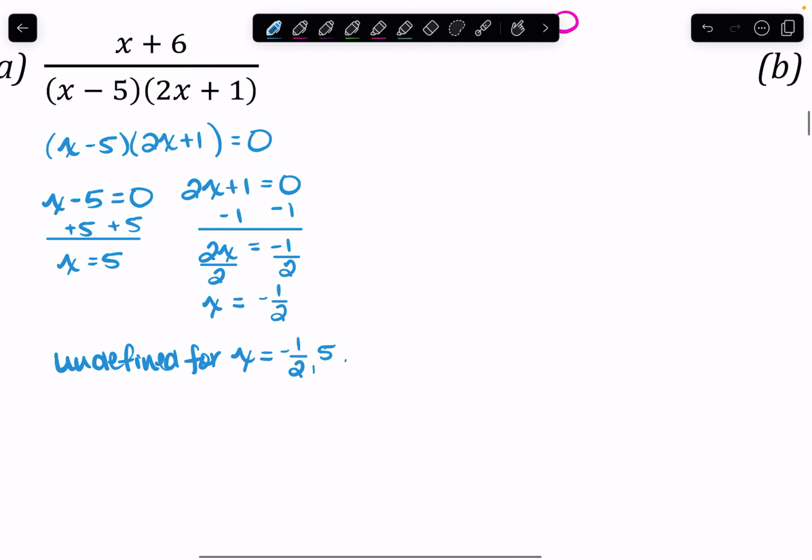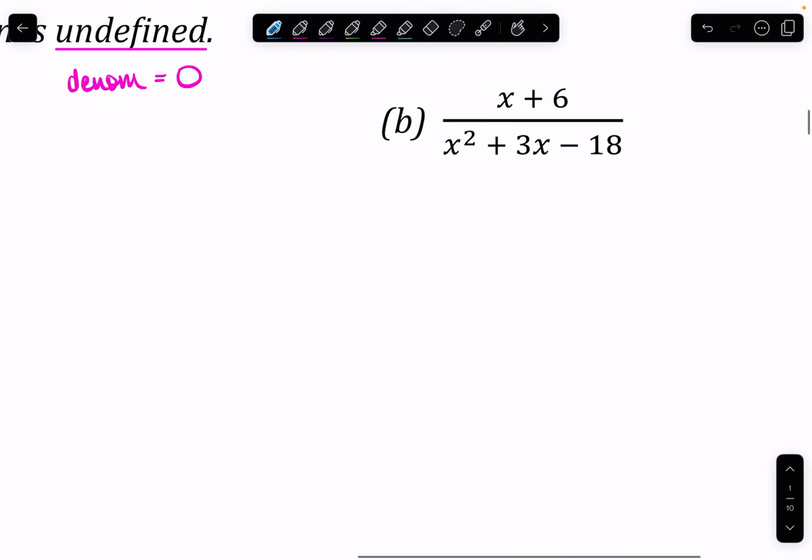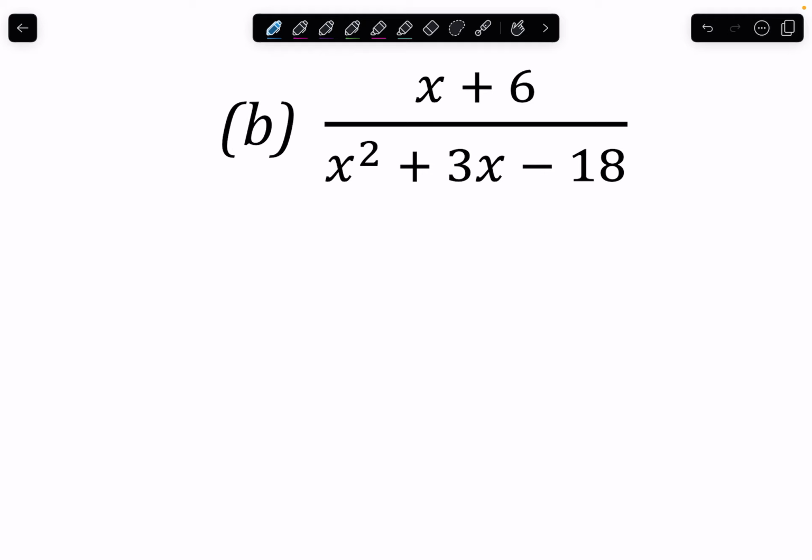All right, second one. x plus 6 over x squared plus 3x minus 18. So again, we're not worried about simplifying, just where the expression is undefined. That means only looking at the denominator. So I'm going to pull my denominator and set it equal to 0. The difference here is this one is not factored, so we have to go through the factoring on our own.